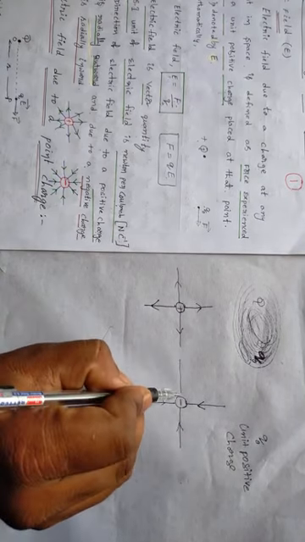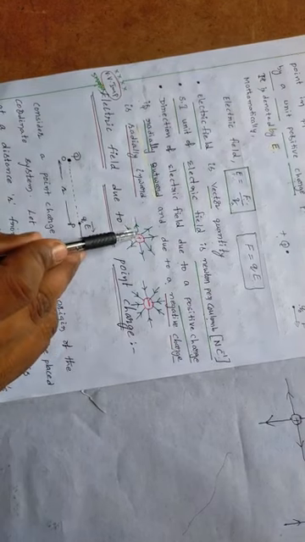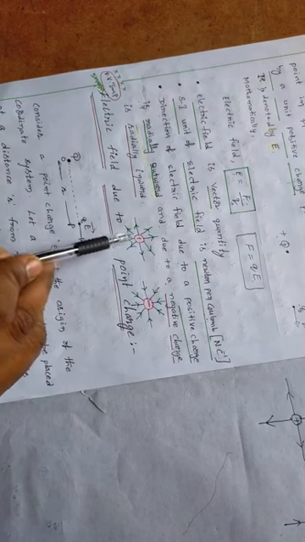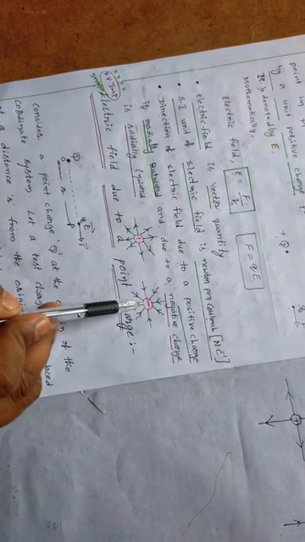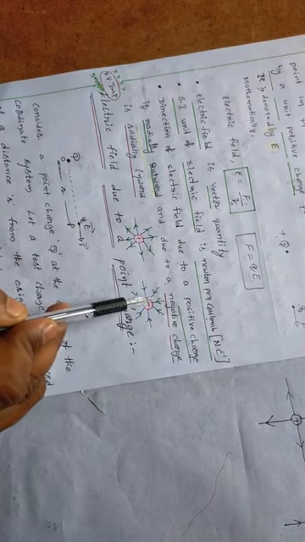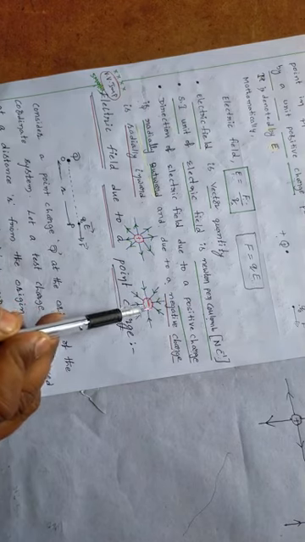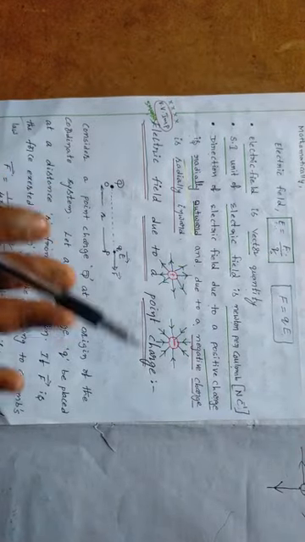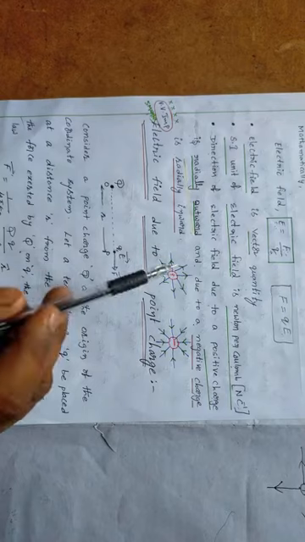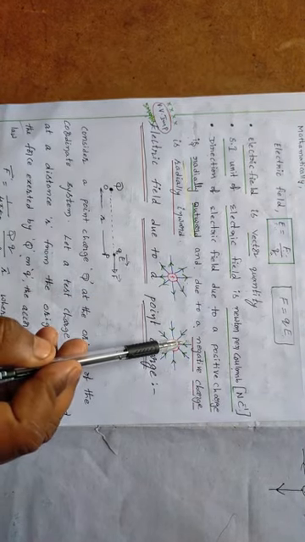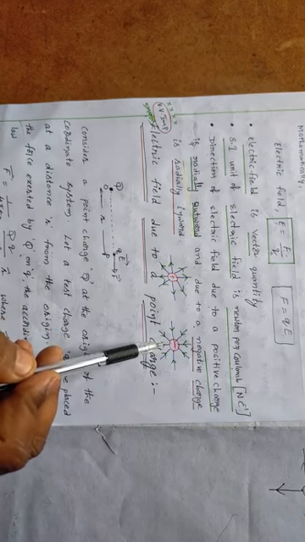That means in case of a positive charge, the direction of electric field is outward. See here, with green ink I have shown the direction. Due to the negative charge, the direction of the electric field is inward, that means towards the negative charge. So in case of positive charge, the direction of electric field is away from the charge, and in case of negative charge, it is towards the charge.